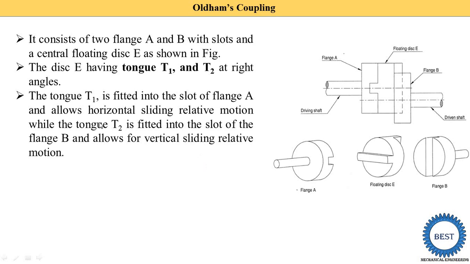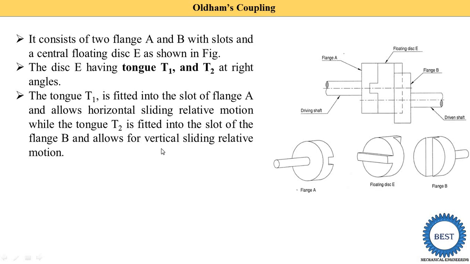tongue T2 is fitted into the slot of flange B. So here you see in floating disc E, the T2 is vertical and this tongue T2 is fitted in flange B. Here you see it's a vertical slot. Okay, so they allow the vertical sliding relative motion.